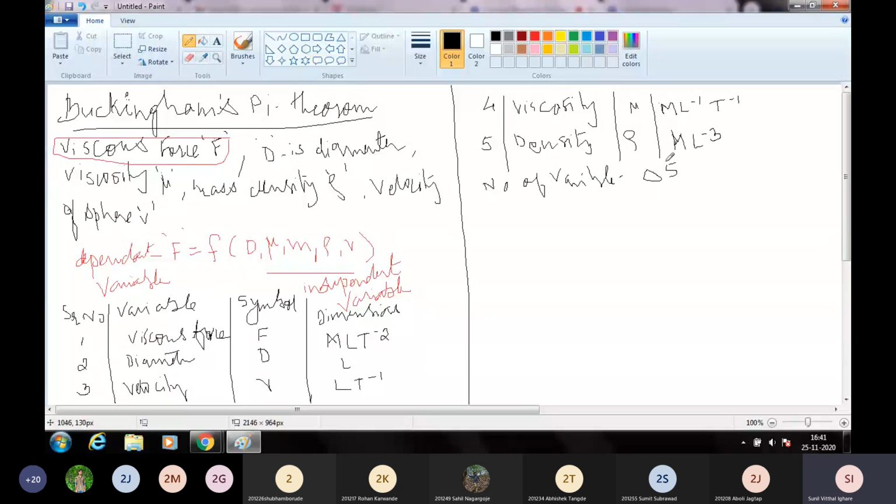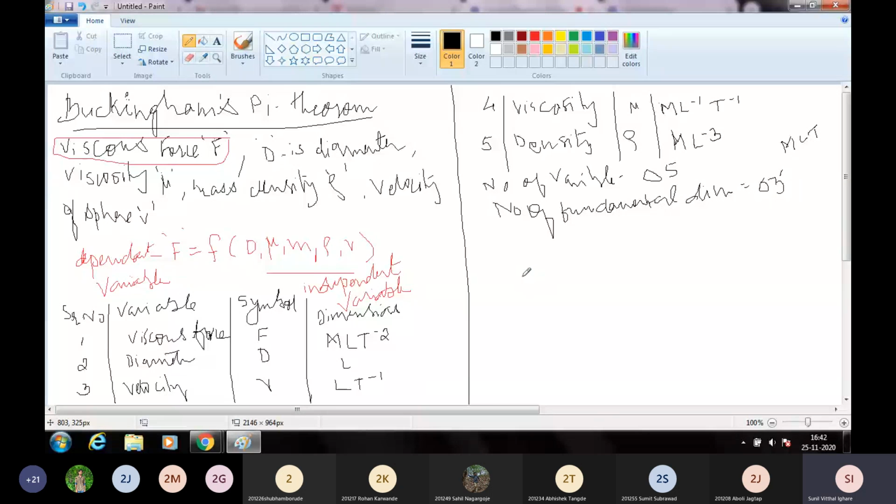Okay, and the number of fundamental dimensions is 3. That is what this is: M, L, T. So these are the 3 fundamental dimensions.